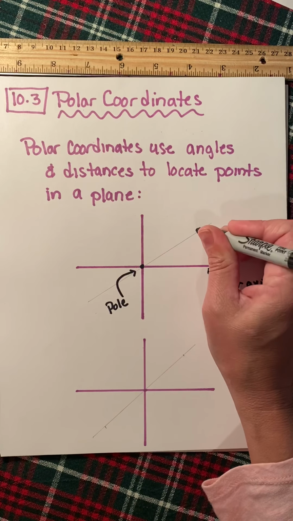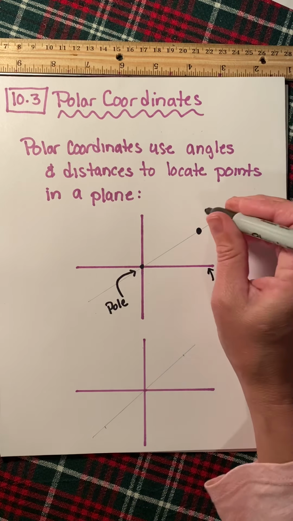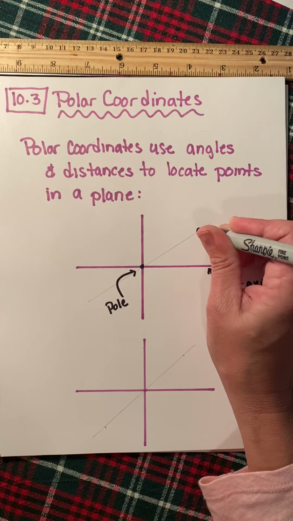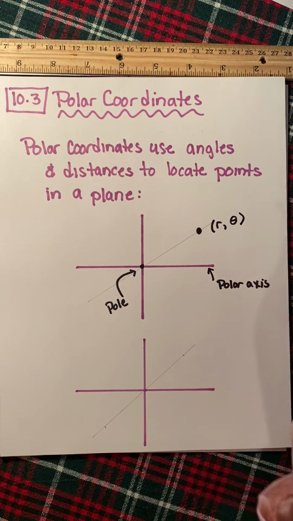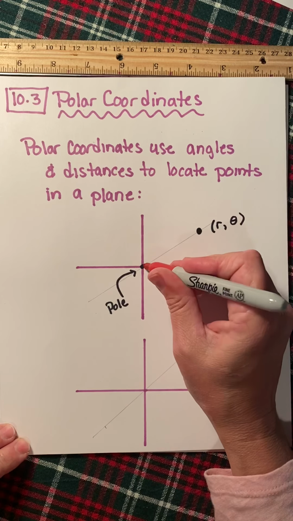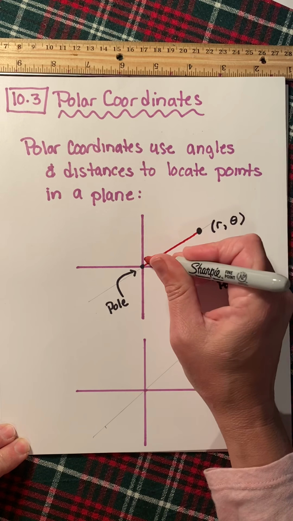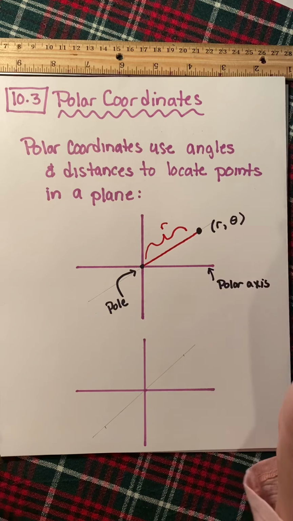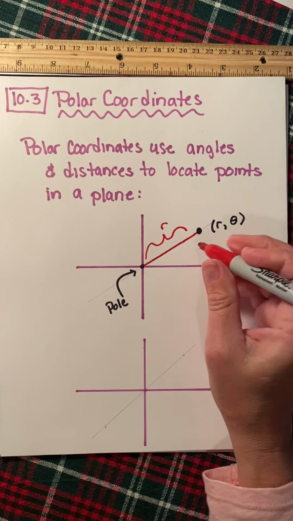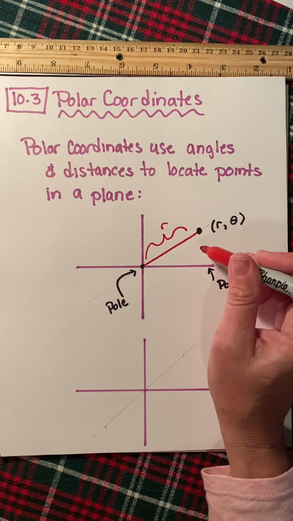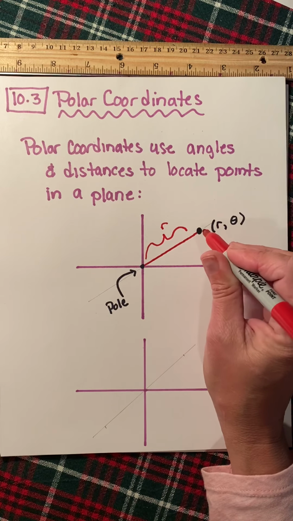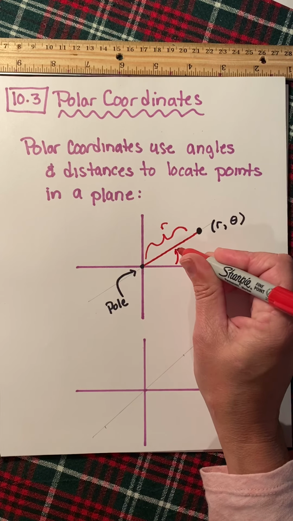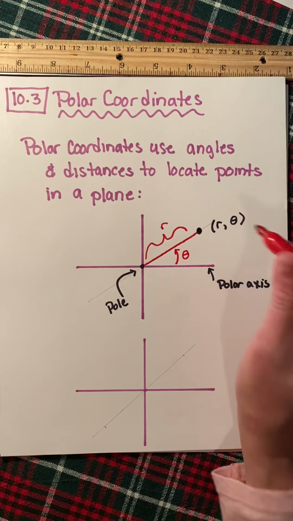So if we have some point in our XY plane, instead of going over X and up Y, we're going to identify it a different way. We're going to identify it with an R and a theta. R is the distance the point is from the pole. So this distance is going to be R. And theta is going to be the angle that starts at the polar axis and goes to the line that connects the point to the pole. So this would be theta. The point is still just that point right there.